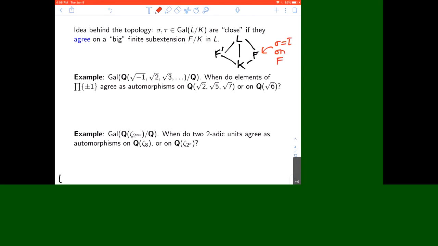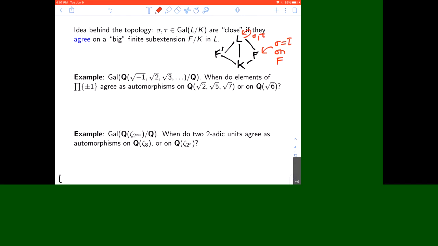So we have two automorphisms of the field L, and if they're equal on a big finite extension, we think about them as being close. It's like an analysis. You say things are closer there with an epsilon. Well, what's epsilon? Well, it depends, and the whole idea of limits is kind of quantify over all epsilon. At any one level, maybe it's not close enough.